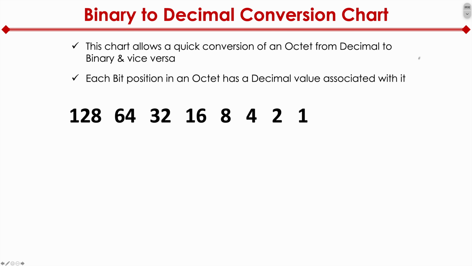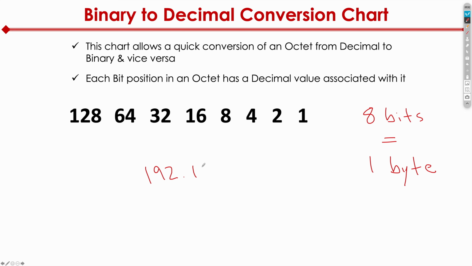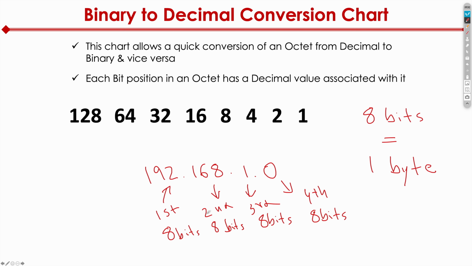So remember we talked about 8 bits, which equals 1 byte. So an IP address, when we look at, let's say for example, 192.168.1.0, each octet, this is the first octet, this is the second octet, this is the third octet, and this is the fourth octet. Each octet is 8 bits. 8 bits per octet. If you were to kind of chop up an IP address into different octets like this.